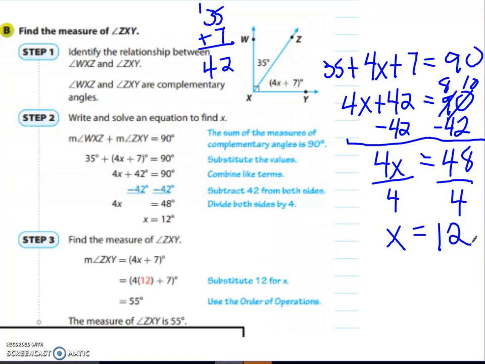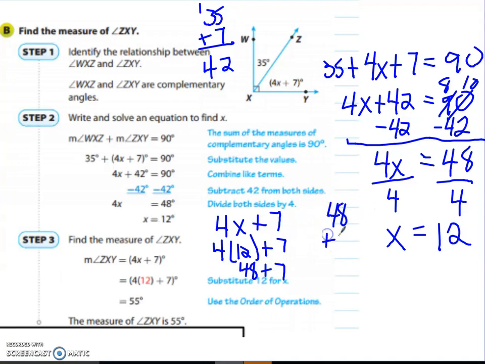Now remember, that's the measure of x, but we want to know what is ZXY. So we have to take the original 4x plus 7 and substitute in. So 4 times 12 is 48. Then 48 plus 7, so 8 plus 7 is 15. We're going to get 55 degrees. All right.